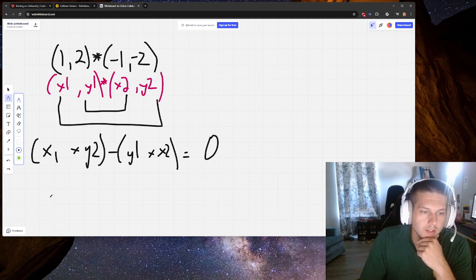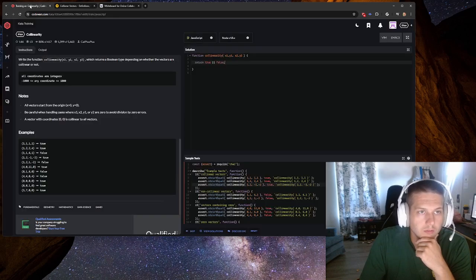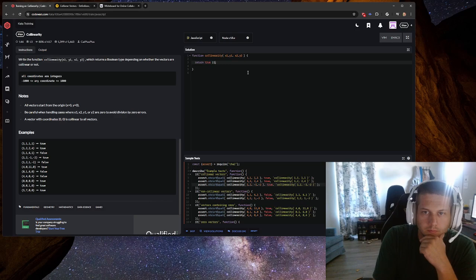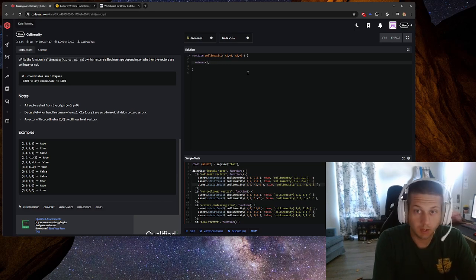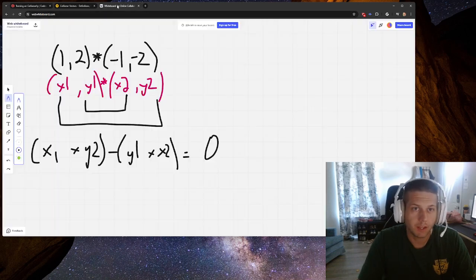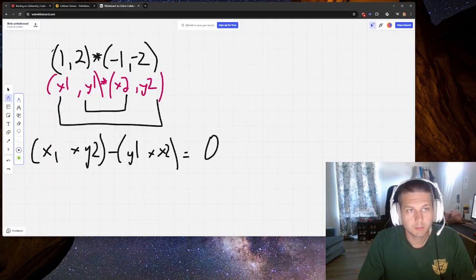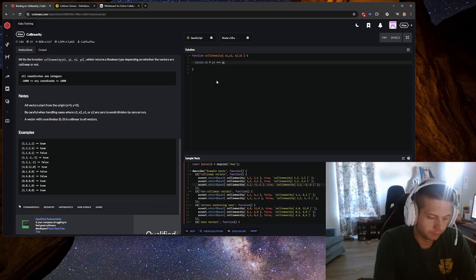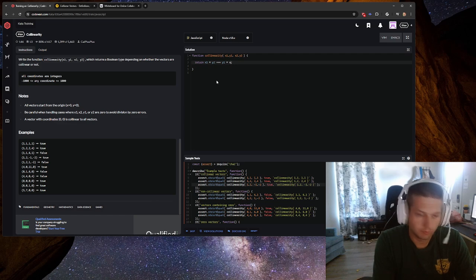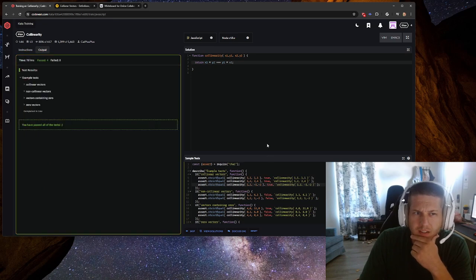So then, breaking this out in the code, it'll be x1 times y2 equals y1 times x2. And we'll test and see if that's right, and it passes. So there you have it.